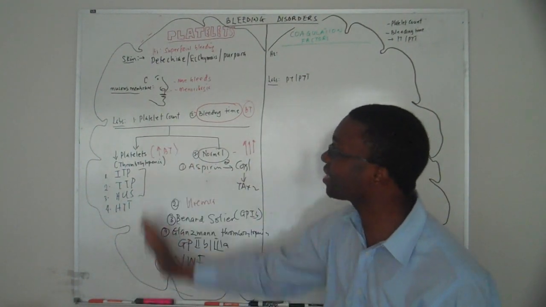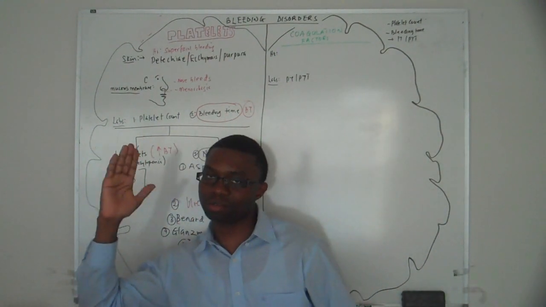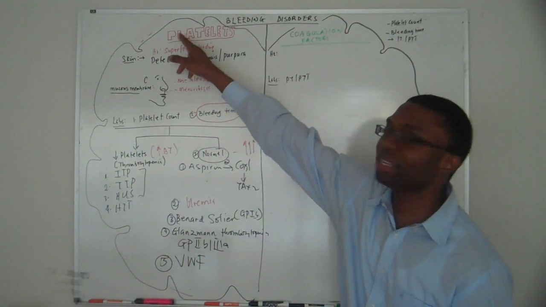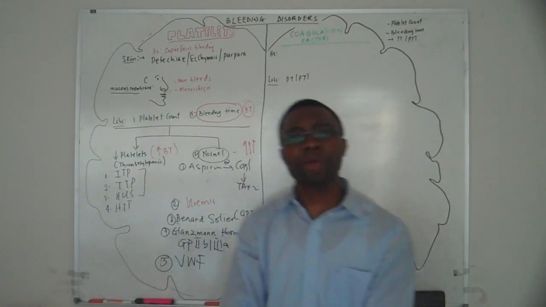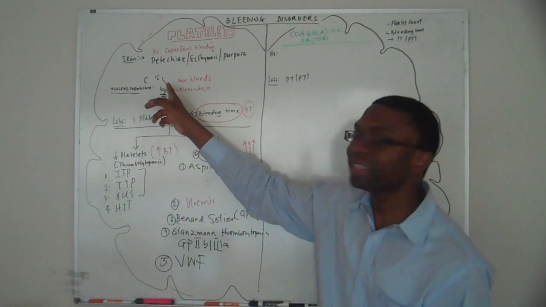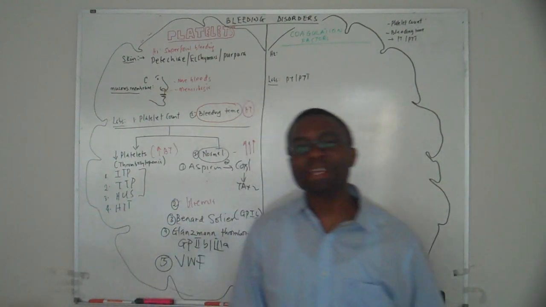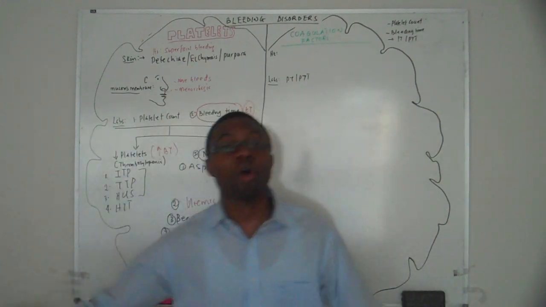So if you commit this to memory, just a brief summary, we're still working on the right side of our brain. Superficial bleeding. Think platelet. Petechiae. Ecchymosis. Palpable purpura. Nosebleeds. Menorrhagia. Order CBC stat. Look at the platelet count. Is the platelet count normal or is it low?